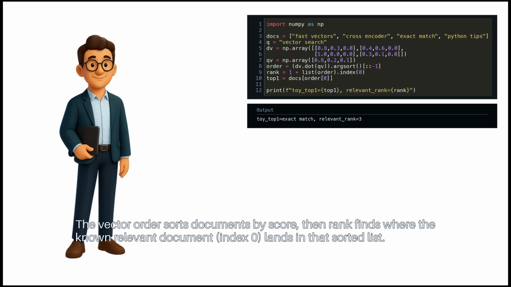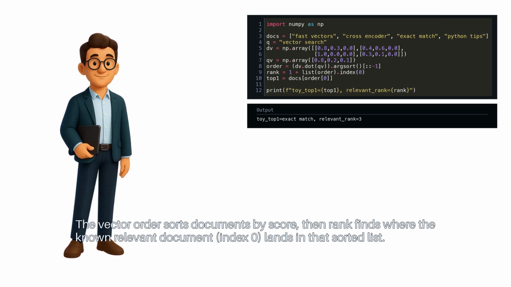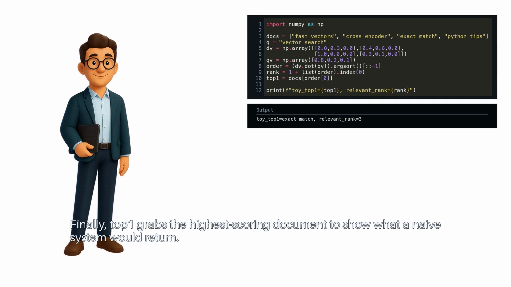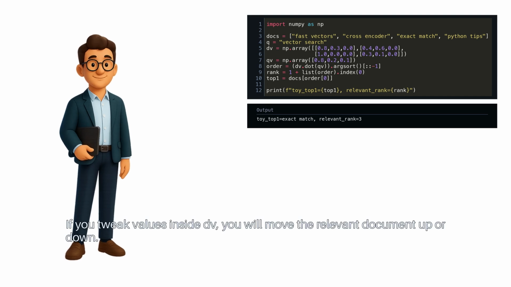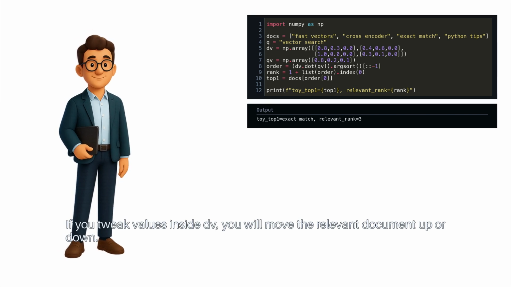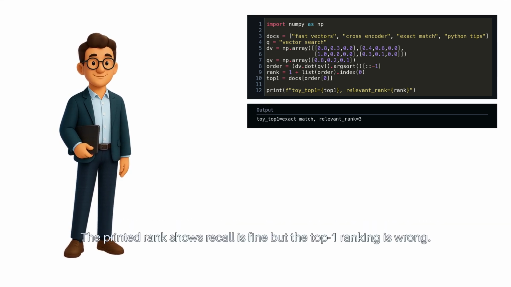The vector order sorts documents by score. Then rank finds where the known relevant document, index 0, lands in that sorted list. Finally, top 1 grabs the highest scoring document to show what a naive system would return. If you tweak values inside DV, you will move the relevant document up or down. The printed rank shows recall is fine, but the top 1 ranking is wrong.